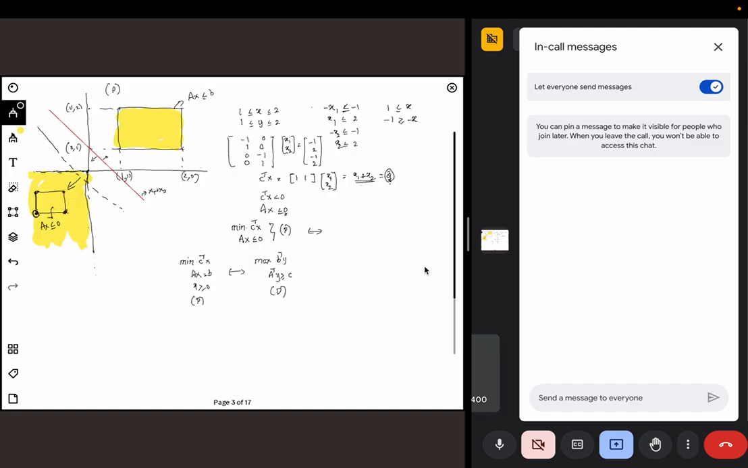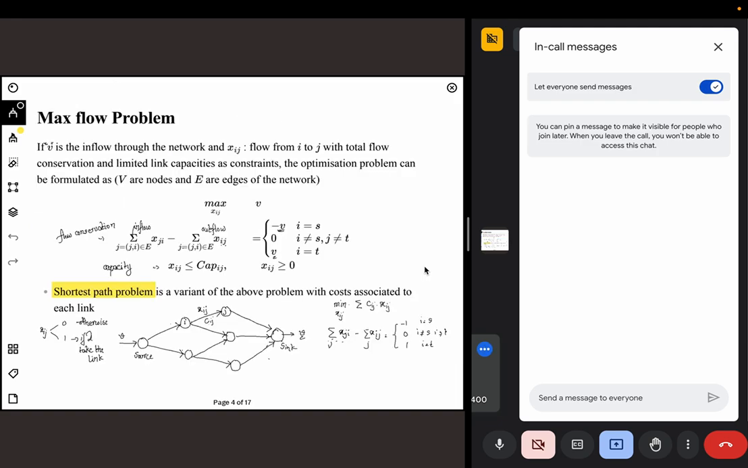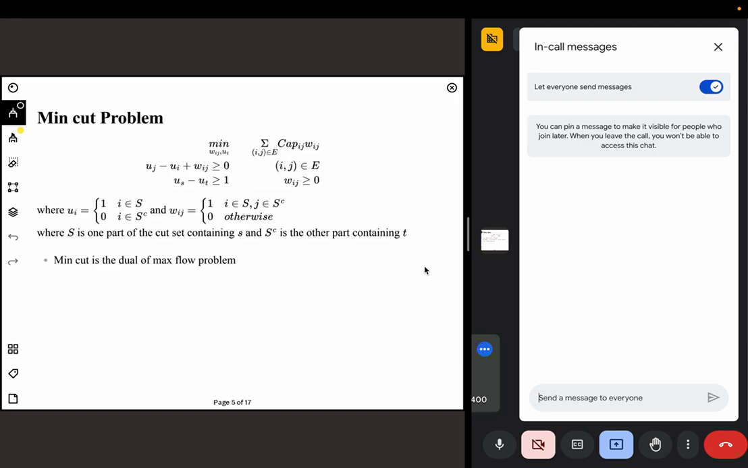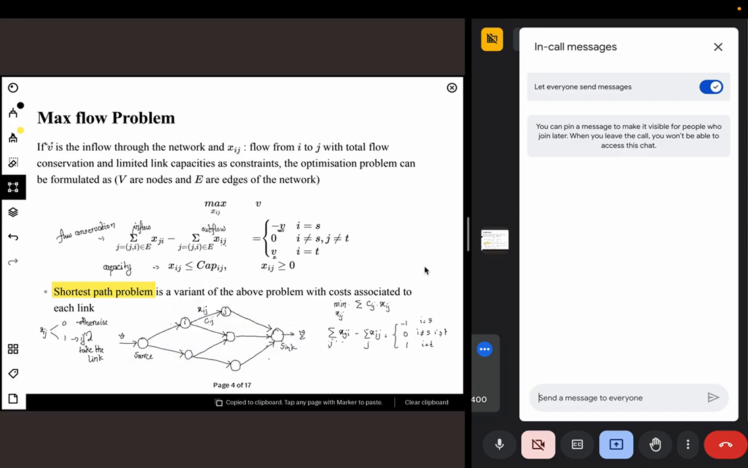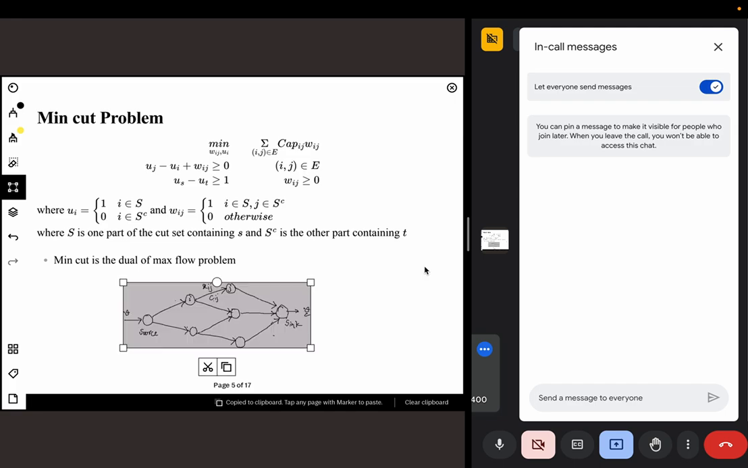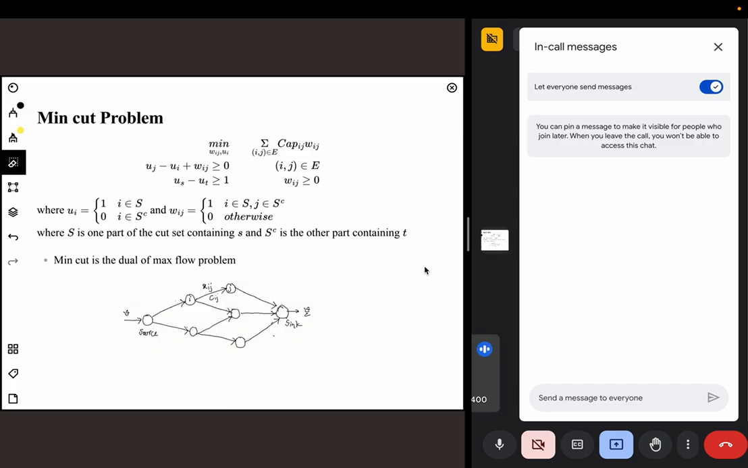So the max flow problem is clear. The next one is the min cut problem. This is also very similar to the max flow. It's actually the same, just the max flow problem in the dual space. We take the same problem now, with the same source and sink, everything is the same. But now the problem is we try to cut the edges in such a way.